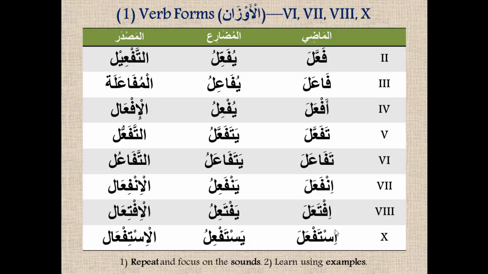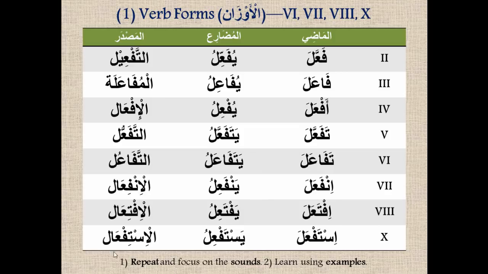I cannot emphasize enough how important and crucial it is for you to know these verb forms by heart: the madi, the mudari, and the masdar for each form. The awzan, this chart allows you to conjugate verbs. It allows you to use the Hans Wehr dictionary to look up different words. It allows you to predict the meanings. It allows you to make derivations like ism fa'il and ism maf'ul, etc. So try your very best to commit these to memory.